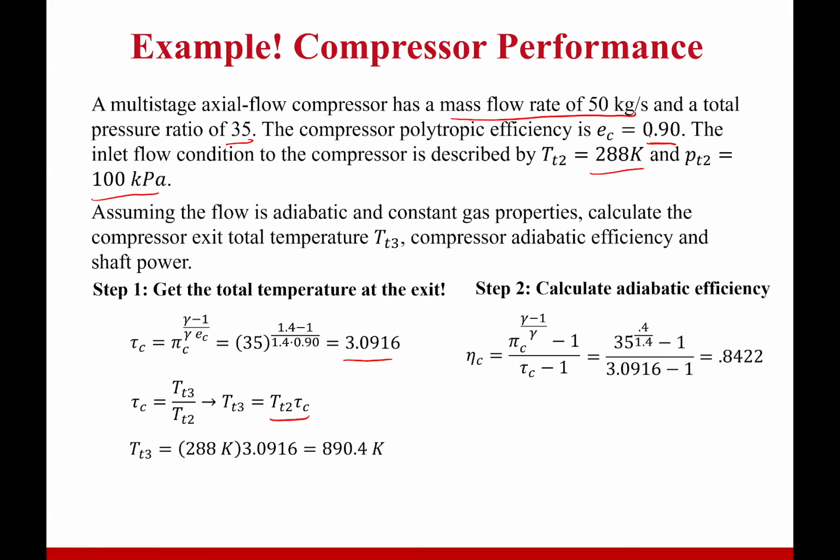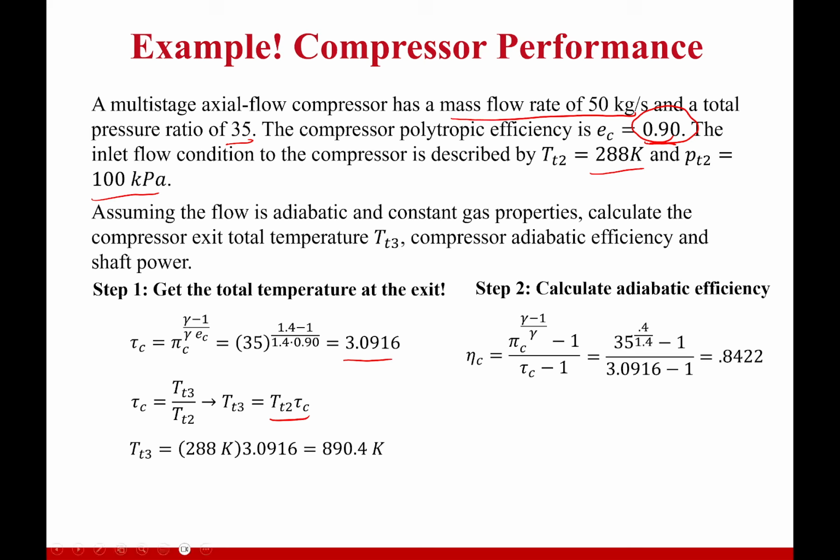You can see that that is different than this guy. And why is it different? It's different because my total pressure ratio is higher. So the higher your total pressure ratio, the bigger the difference between your polytropic and your adiabatic efficiencies.